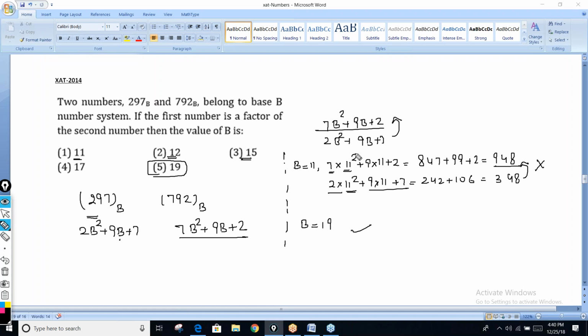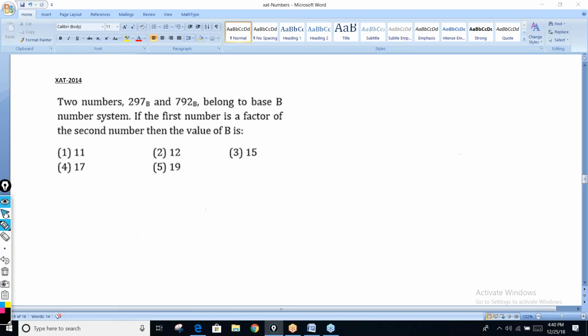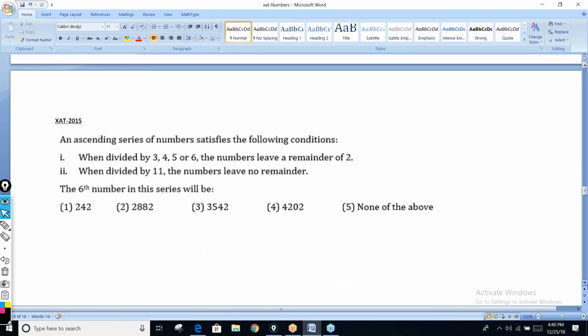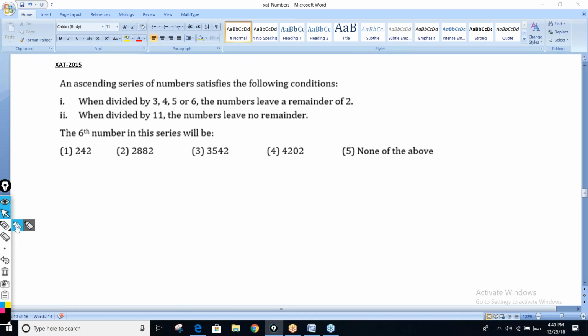So no other way. You will just put the value from the options in these two equations and check which value is satisfying. Only 19 will satisfy. That is the answer. Simple question though. Come to the next number.